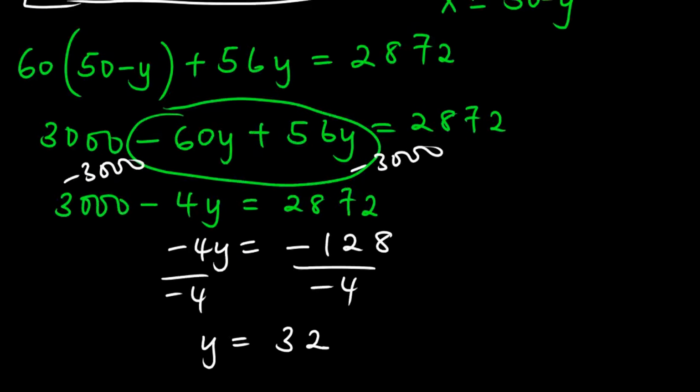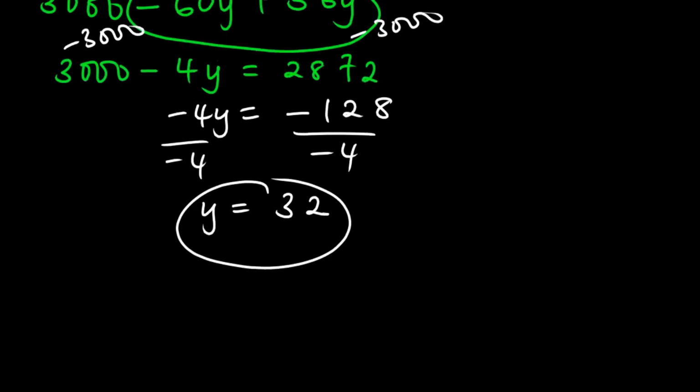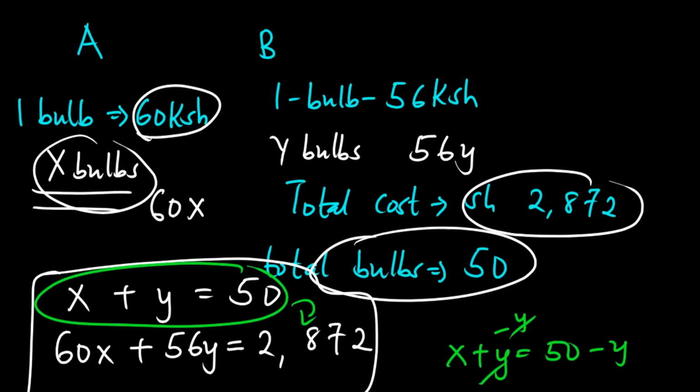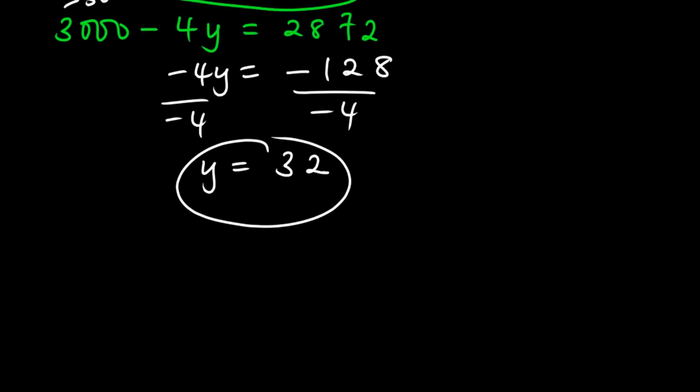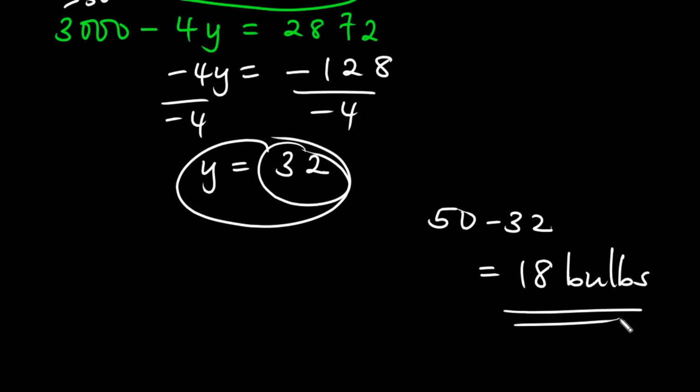Okay, so remember, y is the number of bulbs of type B. But the question requires us to find the number of bulbs of type A, which is represented by x. So we have the total number of bulbs as 50, and the number of bulbs of type B as 32. So that means the remaining are for type A. You subtract 32 bulbs from the total, which is 50, and that is going to be 18. I believe so. Yeah, 18 bulbs. So that is the number of bulbs of type A.